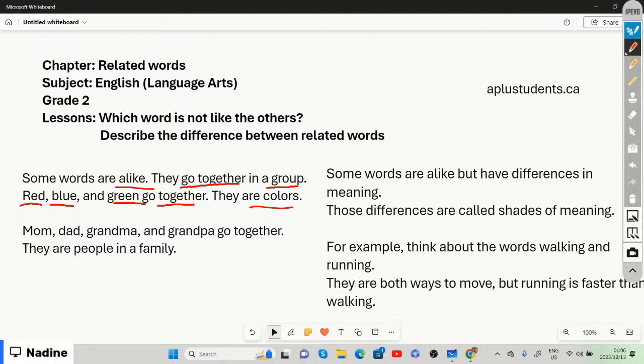So once again, some words are alike and they go together in groups. We made an example of red, blue, and green. Those are the colors that basically go together, and the reason why they go together is because we call them colors. Then we have mom, dad, grandma, and grandpa. So these are also words that go together, and the reason why they go together is because they are people in a family.